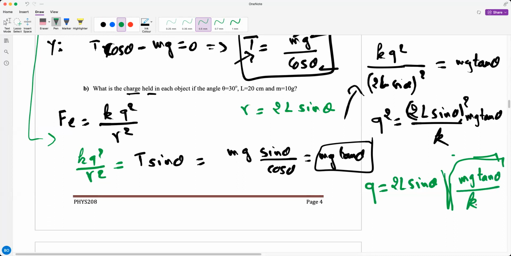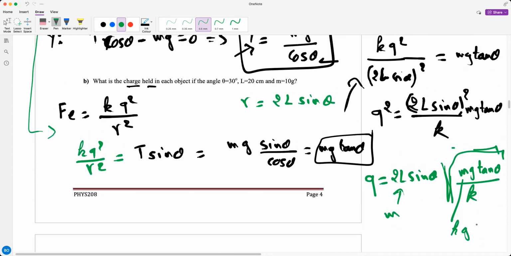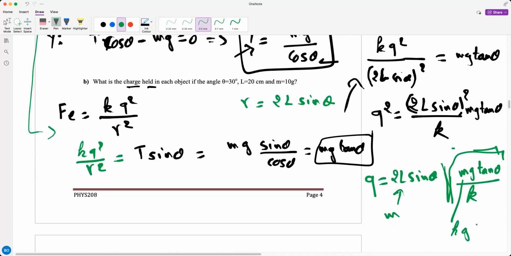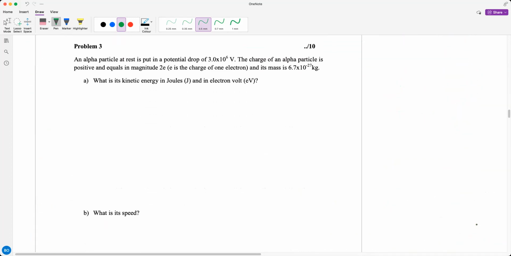Of course, all you have to do is to convert: L must be in meters, and k is given. The mass must be in kilograms, and g is given, and theta is in degrees. Any question? Okay. Let's go to problem 3.